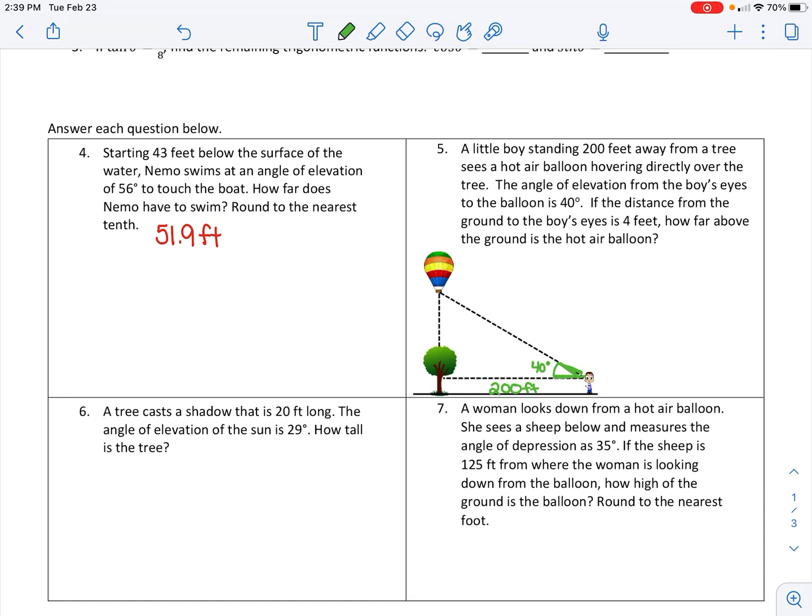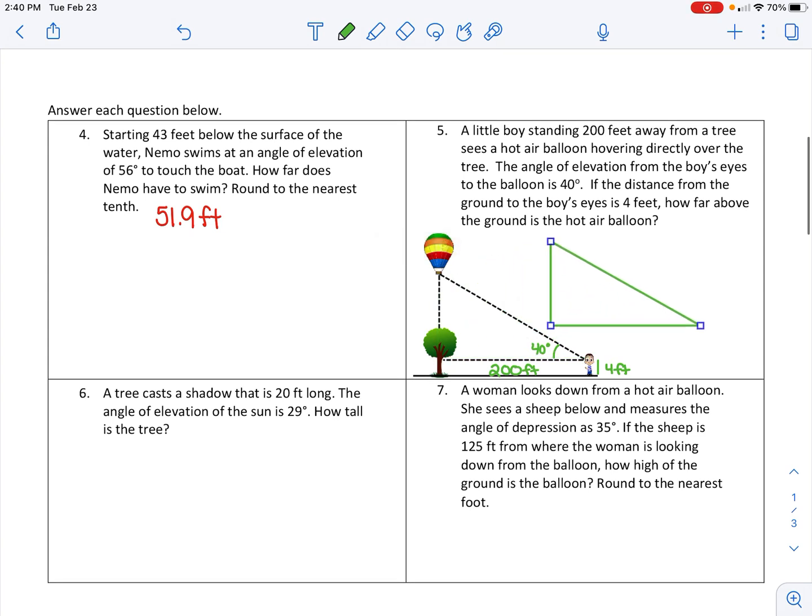If the distance from the ground to the boy's eyes is 4 feet, so from here to here we have 4 feet, how far above the ground is the hot air balloon? So this is kind of tricky because we're looking first. Let me get rid of this. The first thing I want to take out is this triangle. Okay, so I'm going to take that out of my picture.